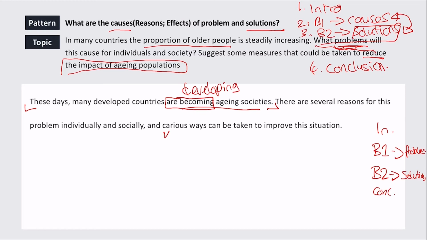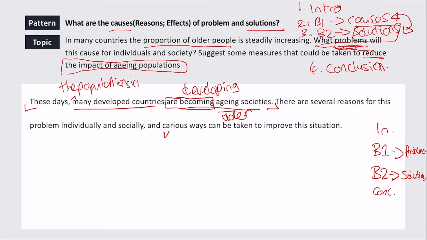Or these days, the societies or the populations in many developing countries are becoming older. Okay, would be another way to phrase it. Okay, so they need to change the order of the sentence slightly. So it would be something like, these days, the populations in many developed countries are becoming older. Okay, that would make more sense.